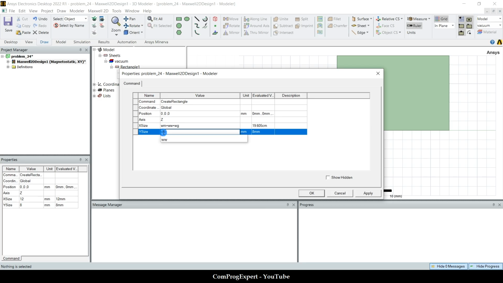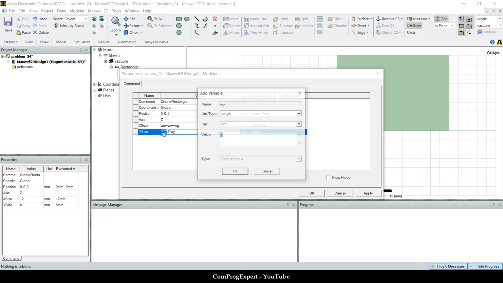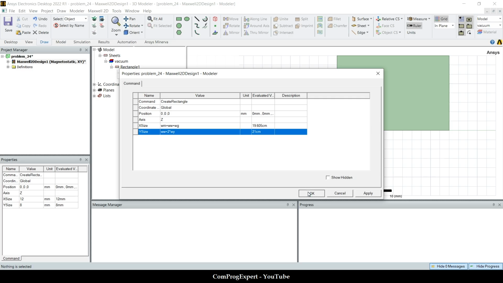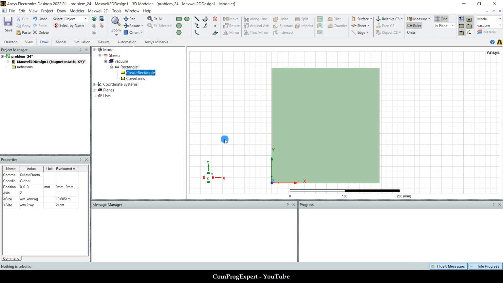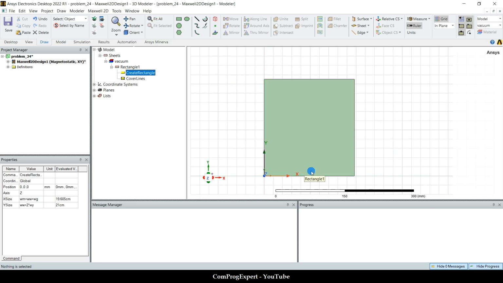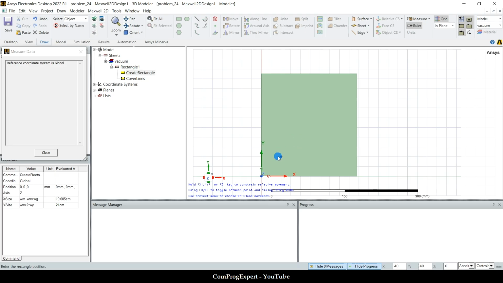I consider it equal to width of the window plus 2 times width of the yoke. So width of the yoke equal to 3 centimeters. Okay, so what is the width of the yoke? I will explain. Just let me create another rectangle.